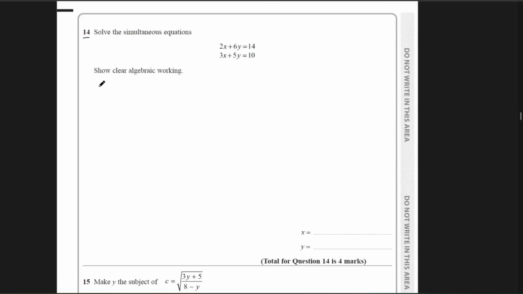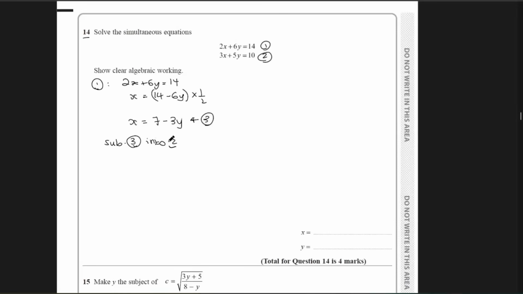So I'll take the first equation. Let me call this equation 1, equation 2. In equation 1, 2x plus 6y equals 14. I'll make x the subject of the equation, so x becomes 14 minus 6y, and all of this is divided by 2. So x becomes 7 minus 3y. Let me call this equation 3. And now I'll substitute equation 3 into equation 2.